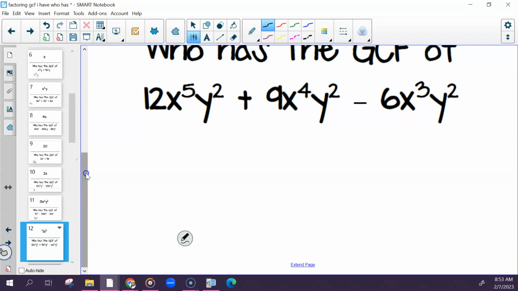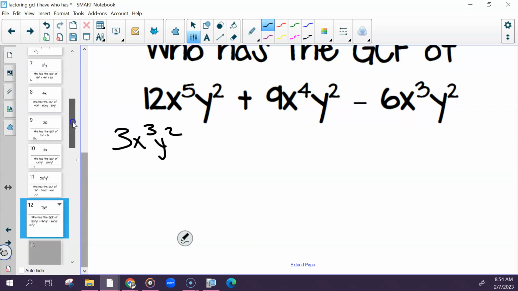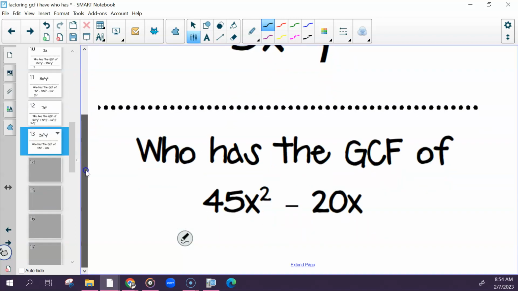I'll have 3x squared. Would squared be the highest amount of x's? No, 3x. 45x squared minus 4x. That's mine. Okay. 5x would be that GCF.